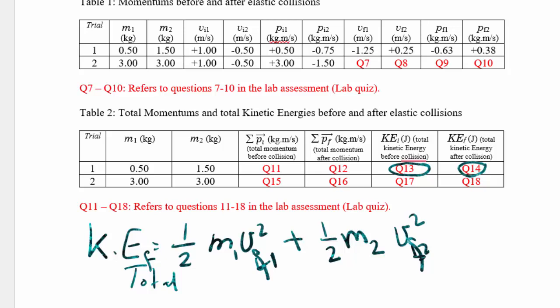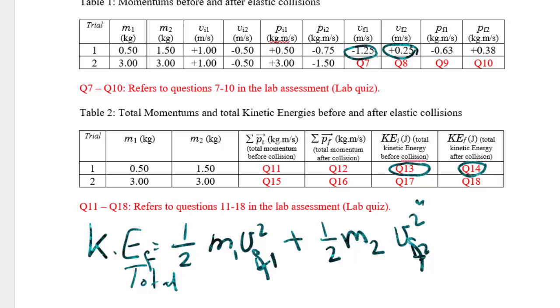So for question number 14, you'll multiply 1/2 by m1, which is 0.5 kilogram, times the final velocity of the first object squared, which is the negative 1.25 here, and square it. And the answer should be added to 1/2 times the mass of the second object, which is 1.5 kilogram, times the final velocity of the second object squared. So you have to take the 0.25 and square it and plug it in and carry out the calculation.